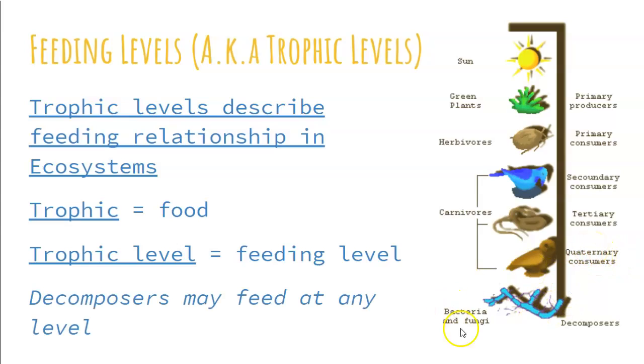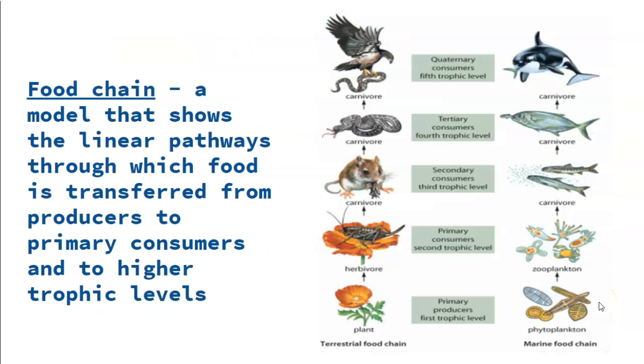Now, this lovely guy right here, this decomposer, he can feed at any level, so we try not to give him too much of a trophic level because it's hard to define him as level 6, because he's not. He literally eats anything that decomposes. So that's how a trophic level works.